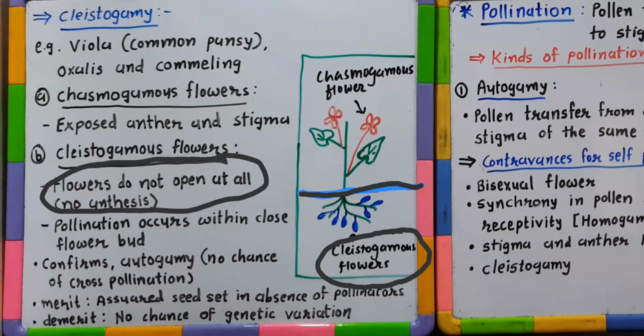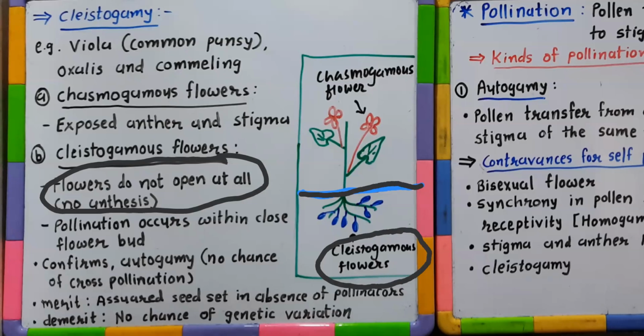It remains closed. So even at maturity, when the anther dehisces and releases the pollen, it is going to drop on the stigma itself over there. And once the flower is closed permanently, there is no chance of external pollen coming inside. So in these plants, pollination occurs by only one method, autogamy, that is self-pollination, with no option of cross-pollination.